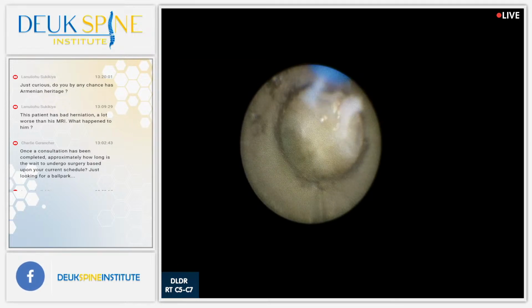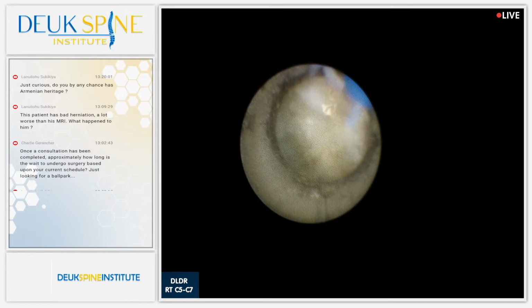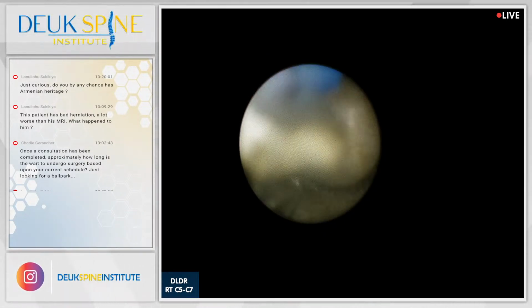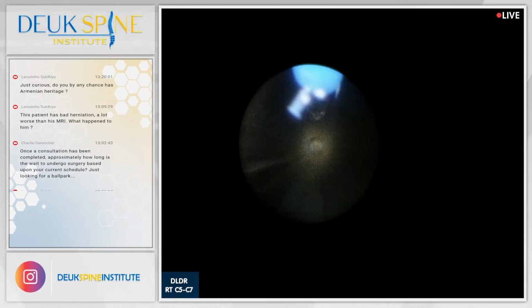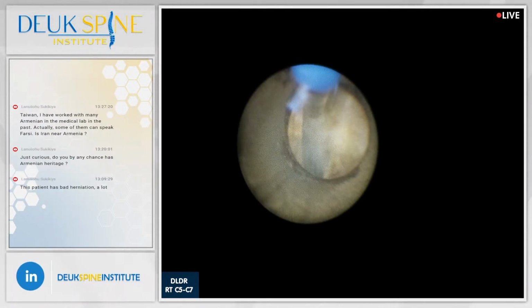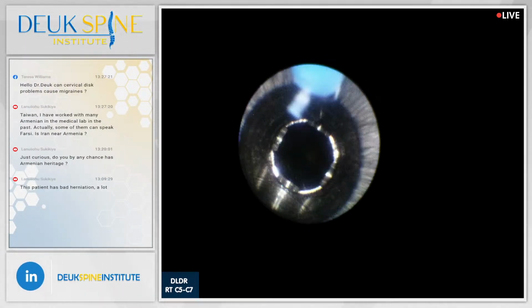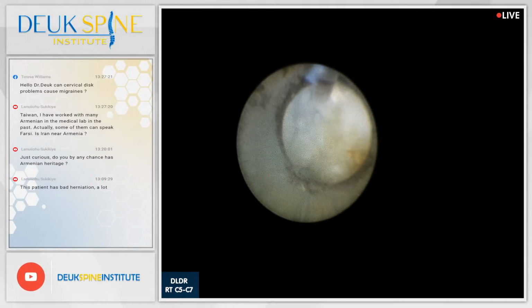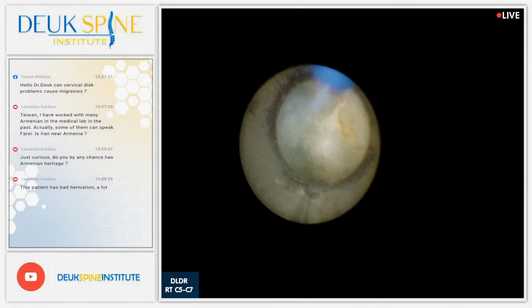It's a piece of degenerated cartilage, and you could call it a loose body. I don't want to leave it in case it causes inflammation and pain. But otherwise, this looks pretty good.